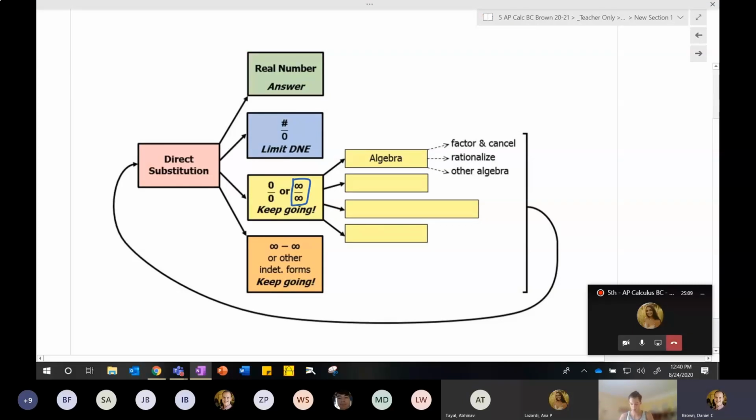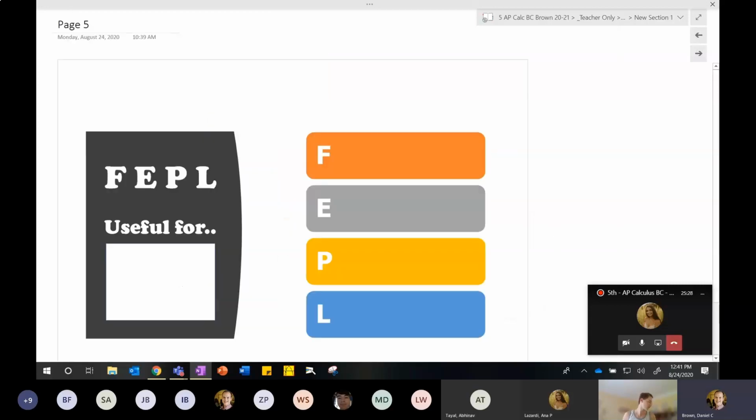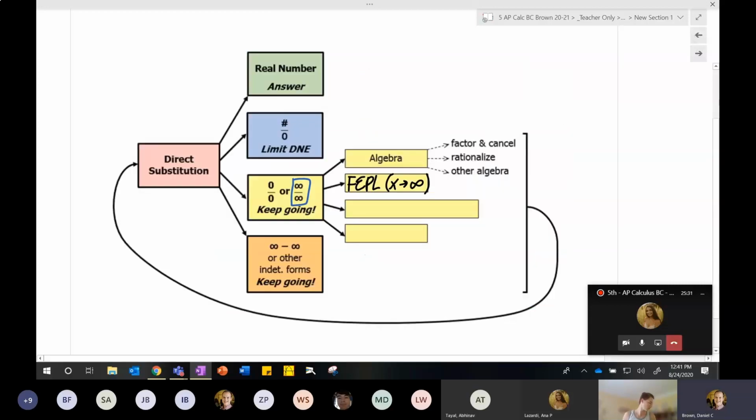And mainly what we need to do is figure out which infinity is more important. One method I have, I call it FEPL, which is definitely an acronym, a made up word, allows me to determine which infinities are more important. It's mainly going to be used when x is going towards infinity. So you're like, well, what is FEPL? It's definitely not in your calculus textbook. It's just made up, a useful thing to use.